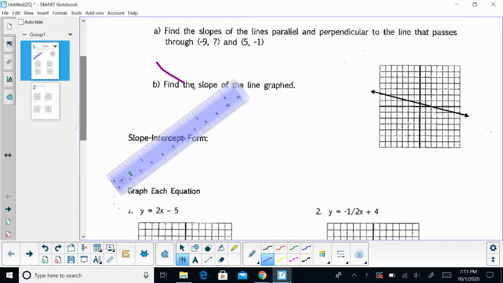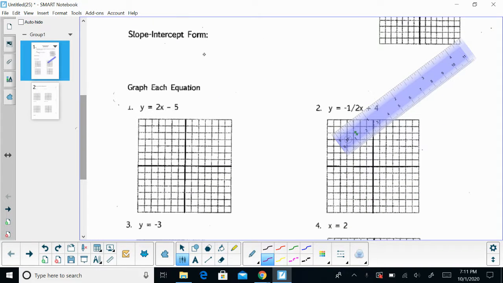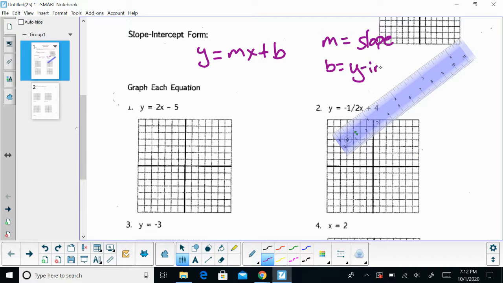So the first thing I want to remind you of is slope-intercept form. Slope-intercept form is the form that says y equals mx plus b. Used a lot in algebra 1 and 2. We need to talk about what m and b represent. If you remember from our last lesson, m is the slope. Remember what b represents? Well, it's the y-intercept.